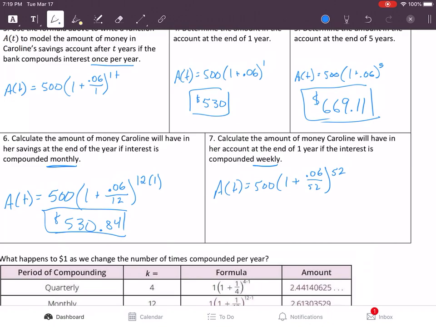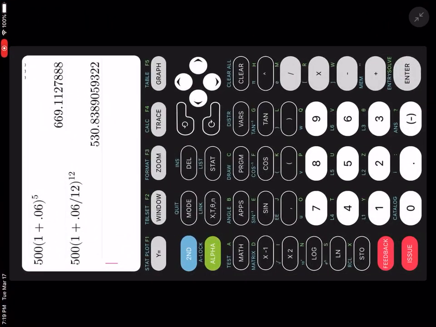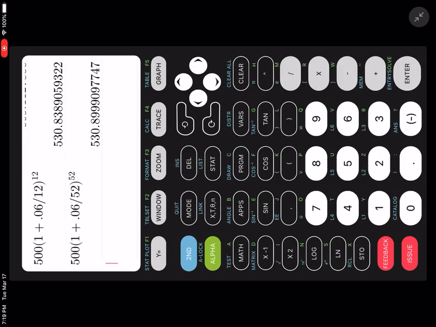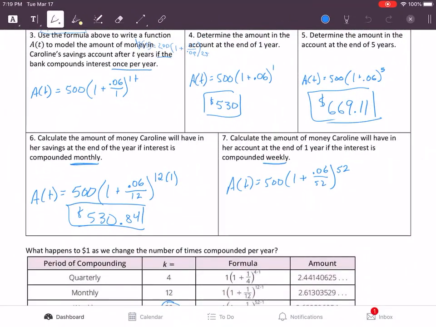All right. Again, we go back to our calculator. We have 500 times 1 plus 0.06 divided by 52 raised to the 52 power. Okay, so $530.90. We're going to round up. So at first it'll be small differences, but the further you went on, they would become more and more. Okay, so the more you compound, the better off you're going to be.